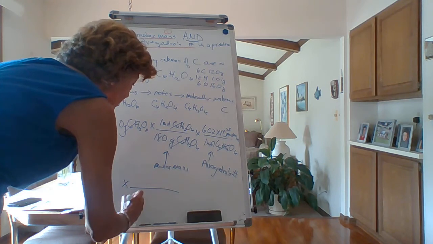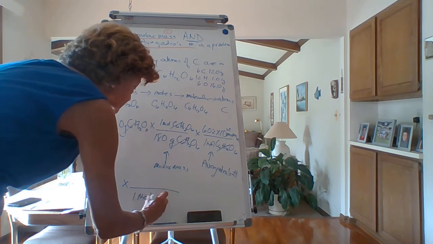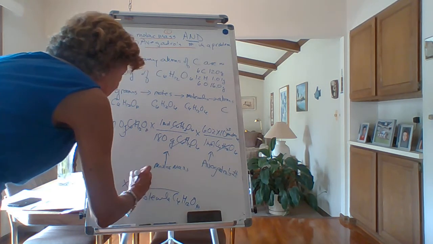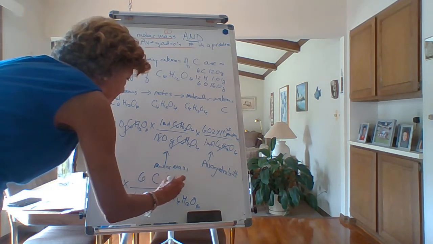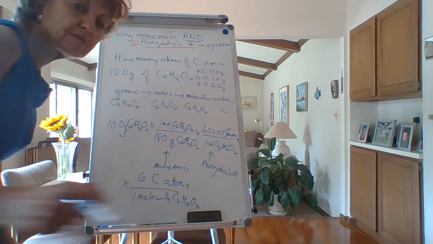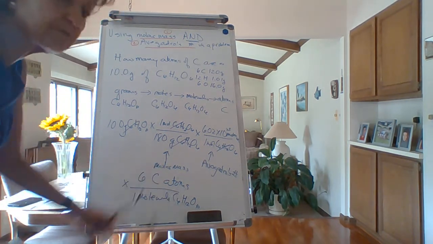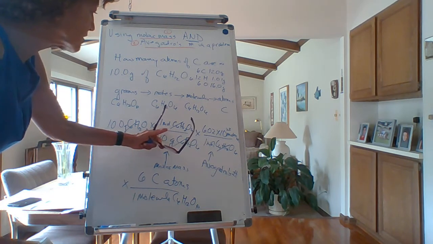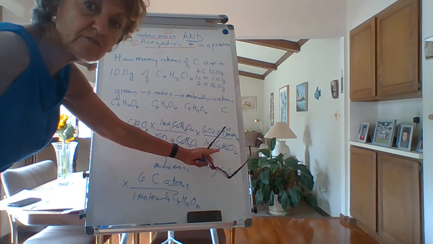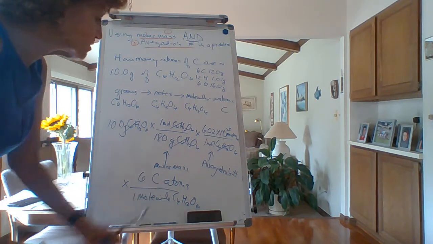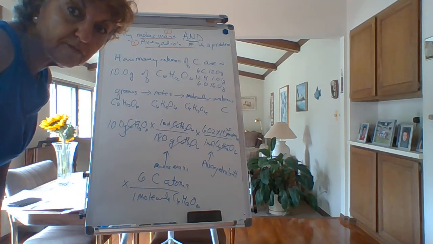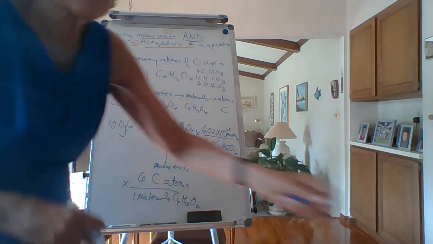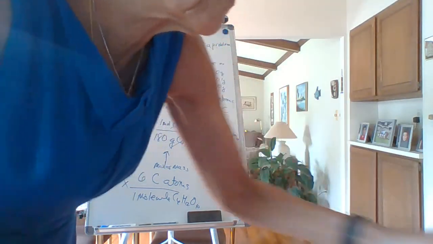We're going to say 1 molecule of C6H12O6 has 6 carbon atoms. This is my composition ratio. This down here, composition ratio. So I used molar mass as my first conversion, Avogadro's number as my second conversion, composition ratio as my third conversion. Okay, now I'm ready to pick up my calculator and see what my answer is going to be.